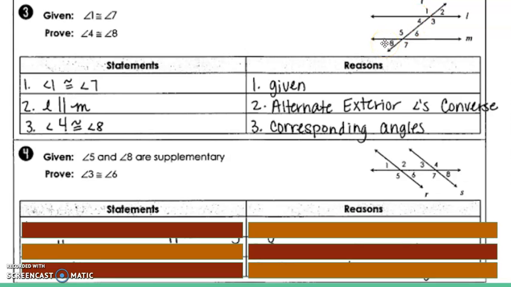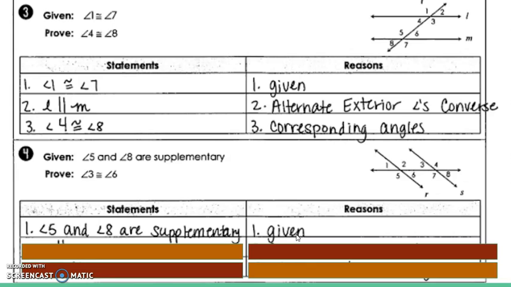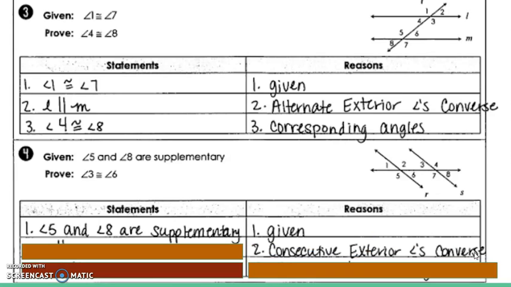For number 4, our given statement is that angle 5 and angle 8 are supplementary. So if I write that in as my statement and my reason is given, if 5 and 8 are supplementary, that means that they are my same side exterior angles, or I'm using that same side or consecutive exterior angles converse. If I'm using the converse, then my statement is going to be that R is parallel to S. My line R is parallel to line S.